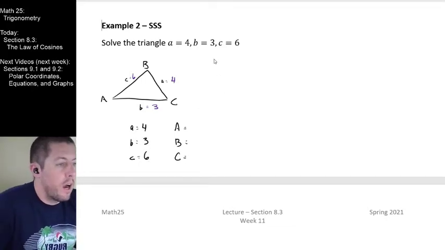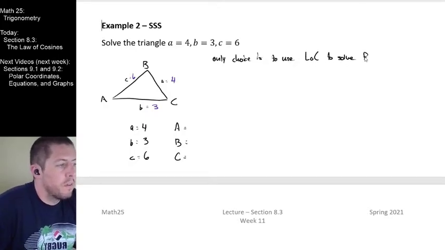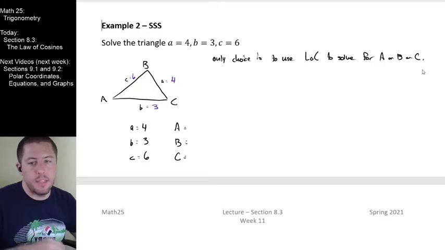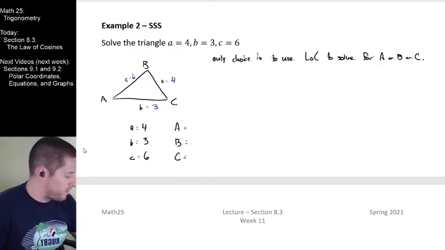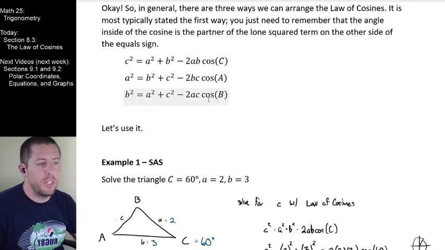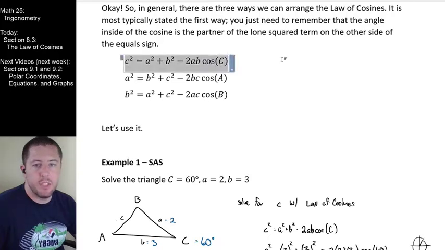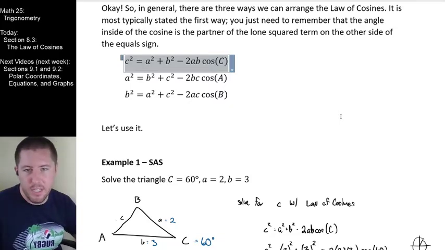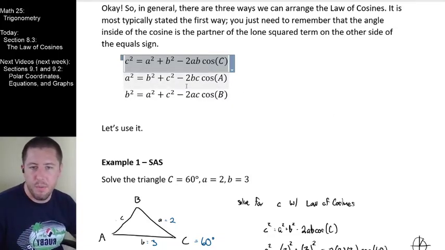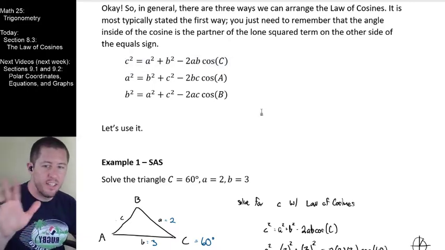So again, our only choice is to use law of cosines to solve for A or B or C, right? We need to get one of those angles right there. In general, it really does not matter which of the three we solve for. We just need to pick the right formula. For consistency's sake, I pretty much always use this formula if it's applicable, because that's the baseline one that I've memorized, so I don't have to think about coming up with alternate formulations. These are all going to be completely equivalent.